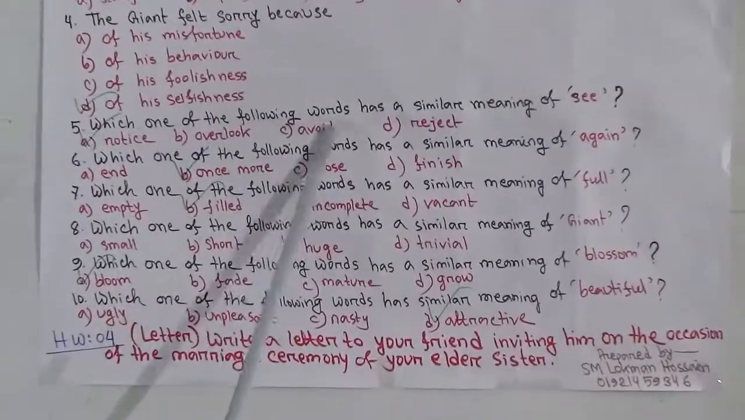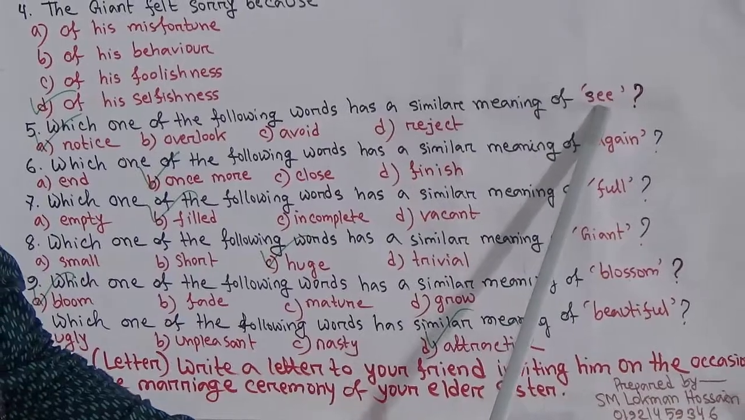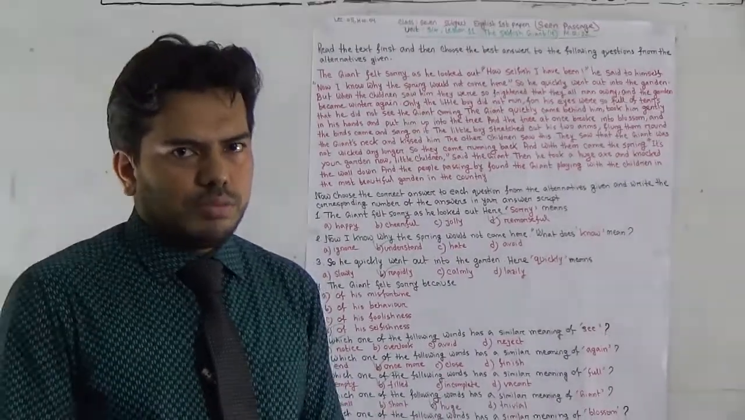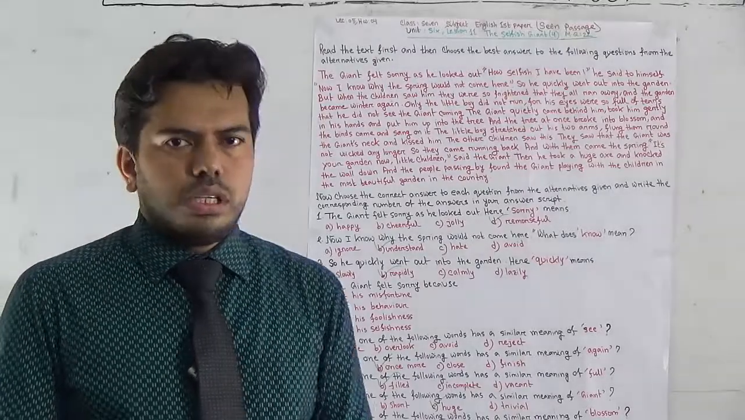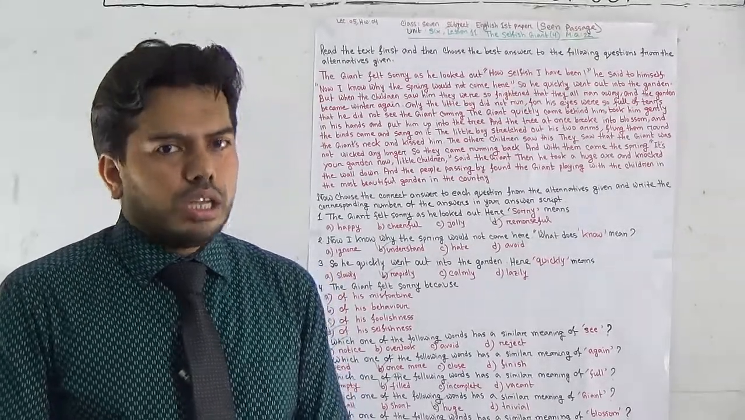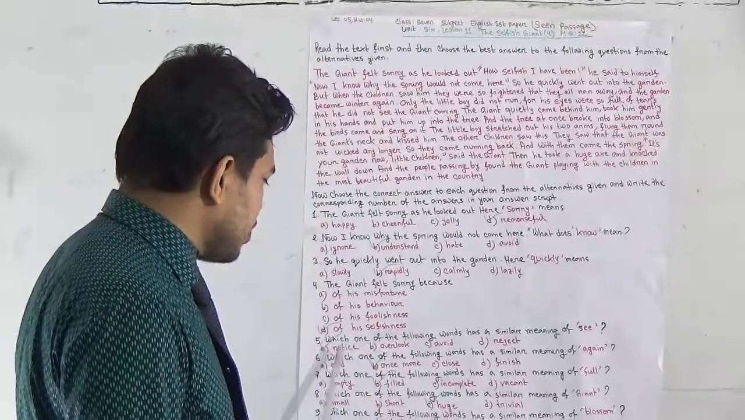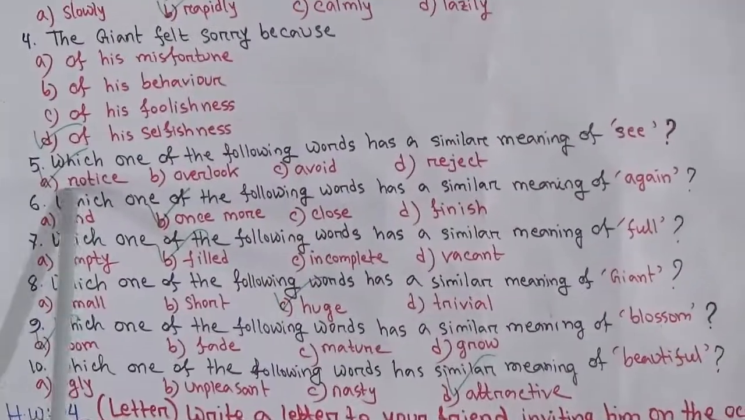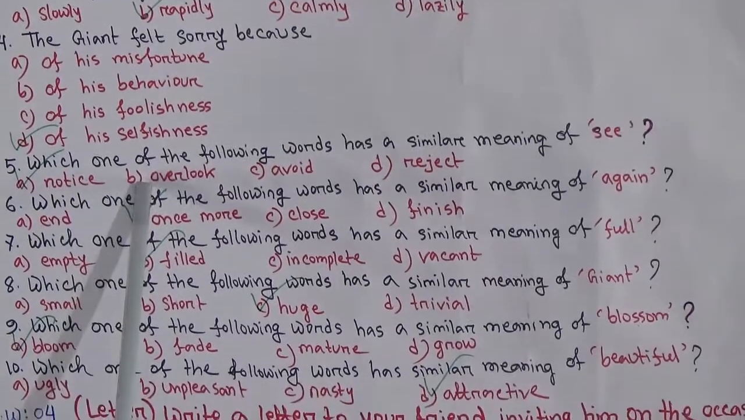Which one of the following words has a similar meaning to see? See means to see something, to notice something, to find something. To see something, we need to engage our eyes. So it should be notice. That option will be the real meaning of see.